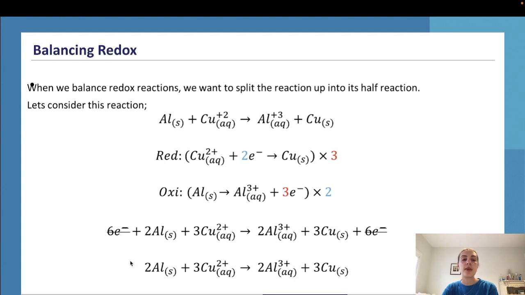So the final thing that we do is we cancel out anything which has any double ups. So we've got 6 electrons on each side, so we can cancel those out because we just have a net change in electrons that we don't need to show there. So as a final redox reaction, we end up with 2 aluminium solid plus 3 copper 2+ makes 2 aluminium 3+ plus 3 copper solid.